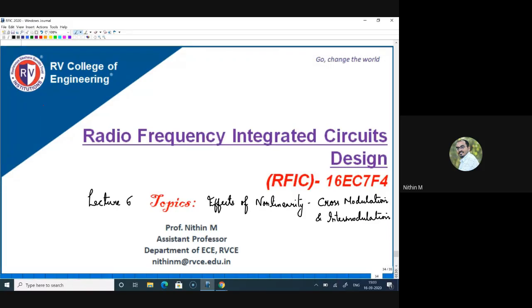In previous classes we were looking at nonlinearity and its effects, and we covered nonlinear effects like harmonics, and in the last class we covered gain compression. We also have seen the simulation of these things, how harmonics appear, gain compression, and we also discussed desensitization in the previous class. So we continue that study of nonlinearity. It is an extension of what we discussed in the previous class.